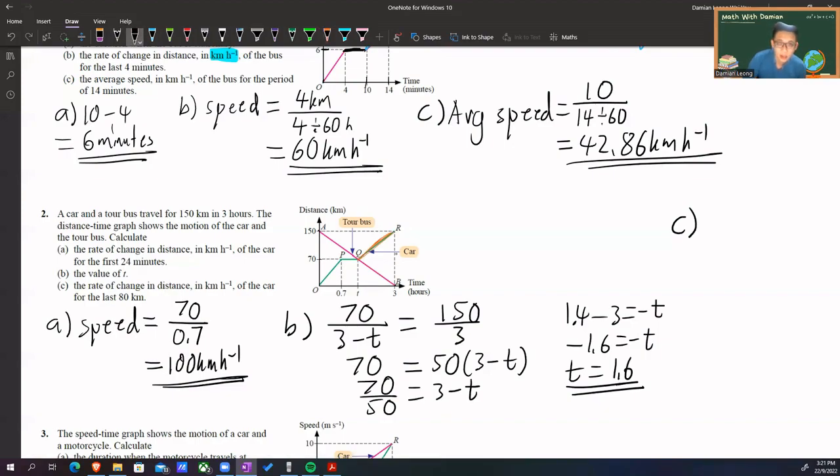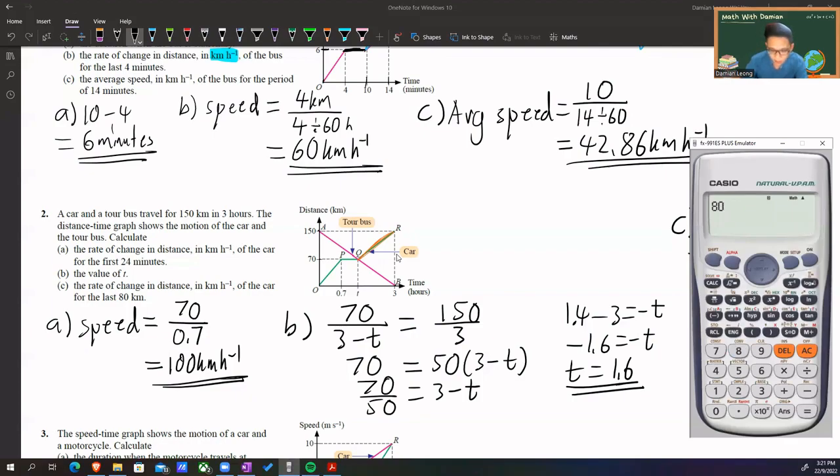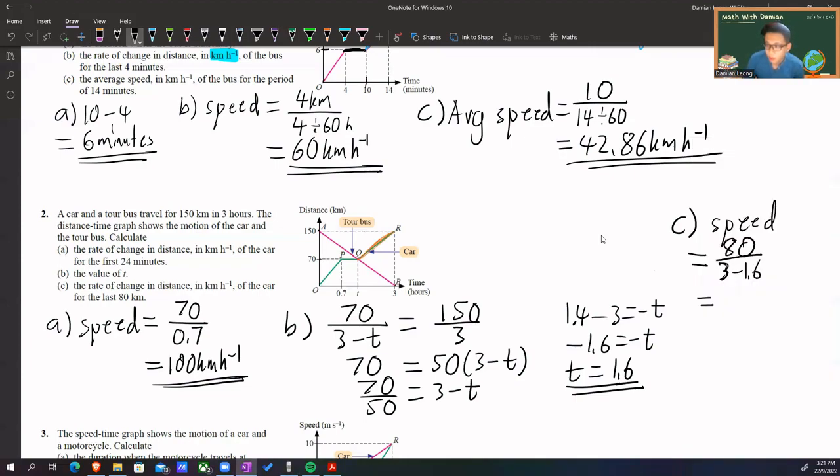So rate of change of distance again is just the speed. We take the change in distance, 80 km, over the change in time from 1.6 until 3. 3 minus 1.6 is 1.4. So it's 80 divided by 1.4, which I'll get 57.142, so 57.14 km per hour. That's for question 2 here.